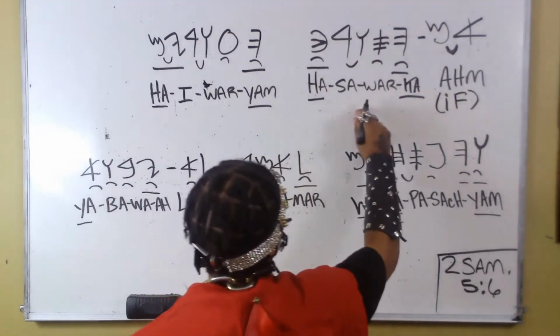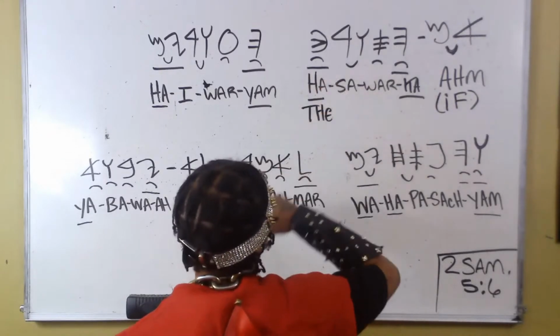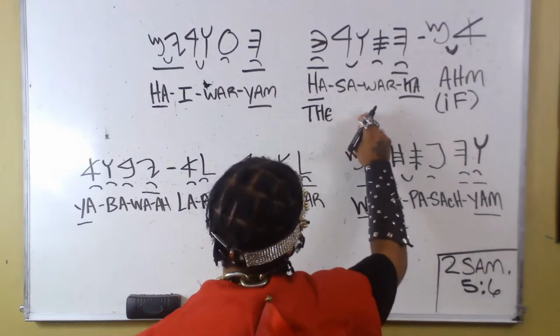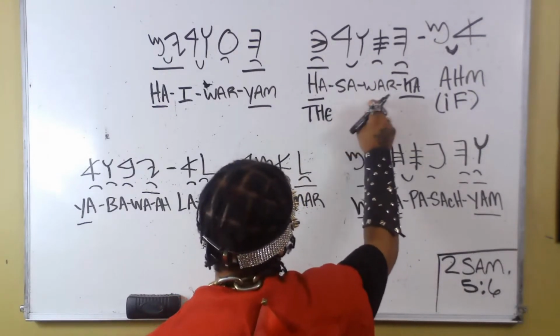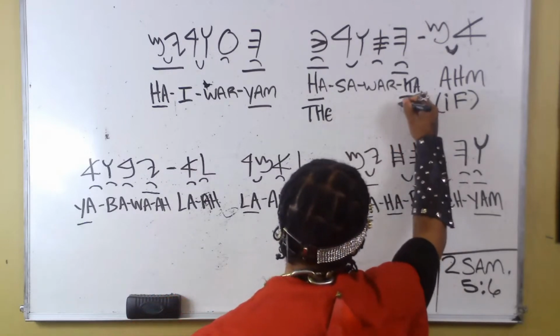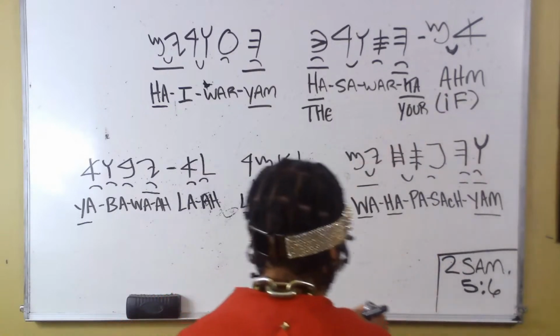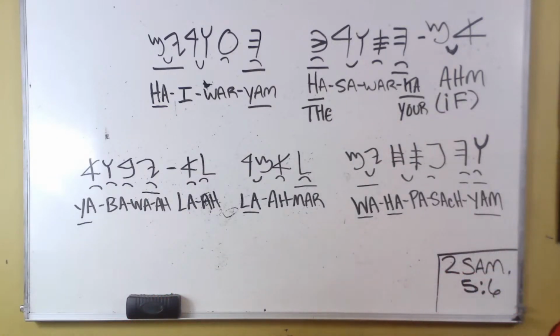Okay, ha Sawar ka, the. You know, ha at the beginning of a root word means the. I found out what the word Sawar was in the notes. Ka at the end of a root word means you or your. It means your, but it's used as you for slang.